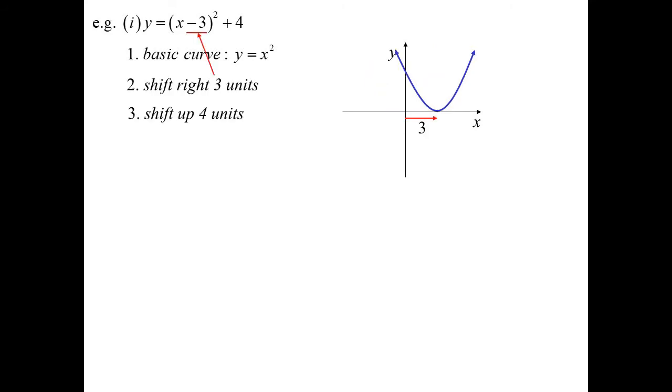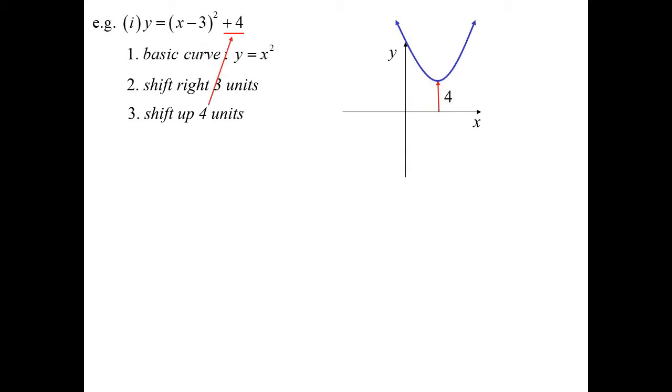I see something like this, x minus 3 squared plus 4. Well, the squared there's telling me it's our parabola. So the basic shape is y equals x squared. So what have I done to it? Well, the first thing I notice is the 3, grouped with the x. And that's the key. If it's grouped with the x, it's a horizontal shift. So x minus 3 tells me I've shifted it right 3 units.